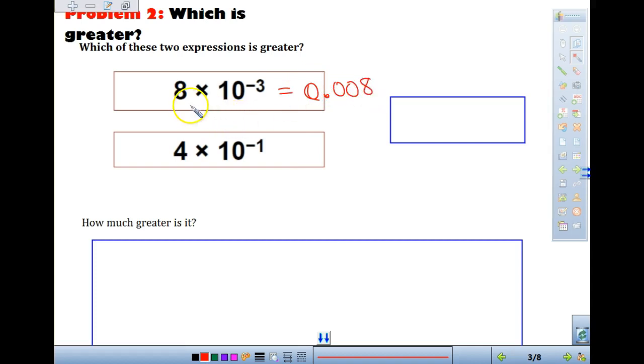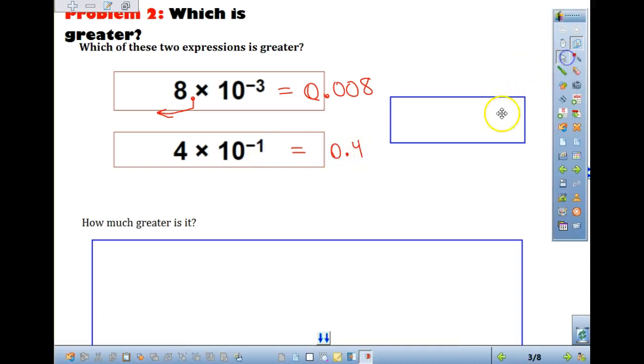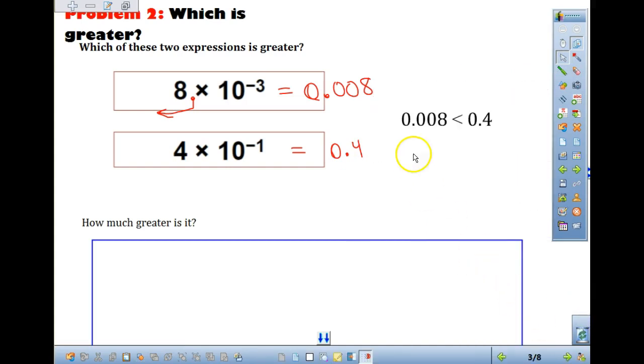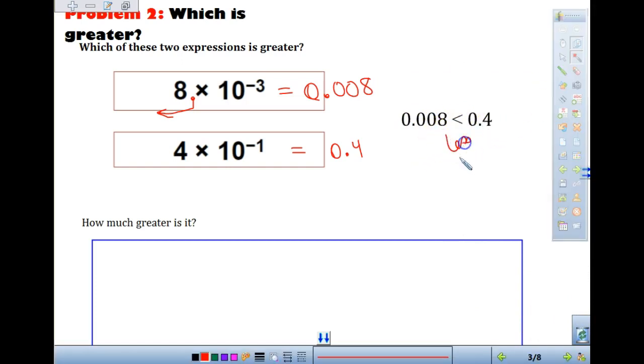0.008. We are moving our decimal over 3 places, which means I have 2 zeros behind, and then the 8. So if I'm looking at the next one, Ellen, I should have 0.4. And if we are going to compare them, and it says which of these 2 is greater, we might write an inequality. We might say 0.008, and as we read this, we read it as less than 0.4.